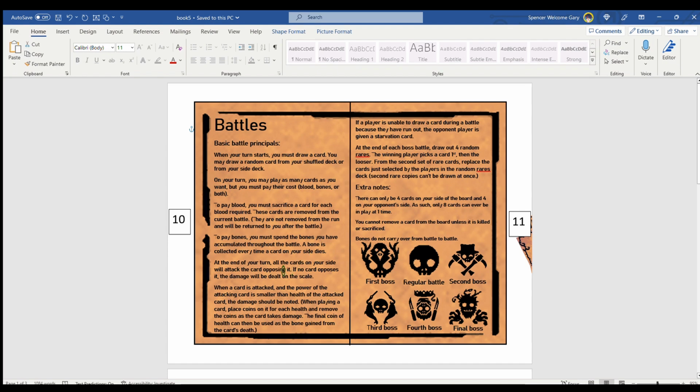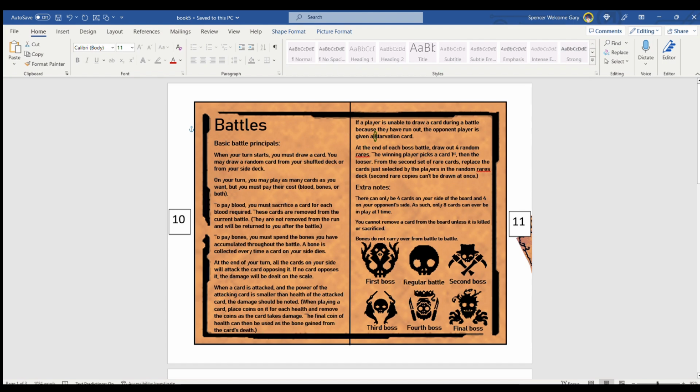At the end of your turn, all the cards on your side will attack the card opposing it. If no card opposes it, the damage will be dealt to the scale. When a card is attacked, and the power of the attacking card is smaller than the health of the attacked card, the damage should be noted. When playing a card, place coins on it for each health and remove the coins as the card takes damage. The final coin of health can be used as a bone gained from the card's death. That's more of a tip because it's kind of useful.